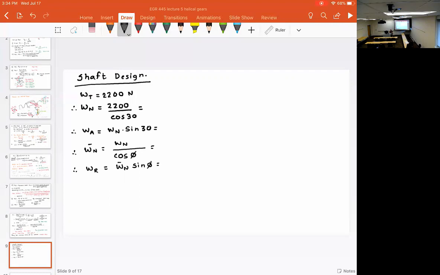Isn't there two shafts for this problem? There's just one shaft. No, two shafts, right? Like the last page you draw. Just a second.